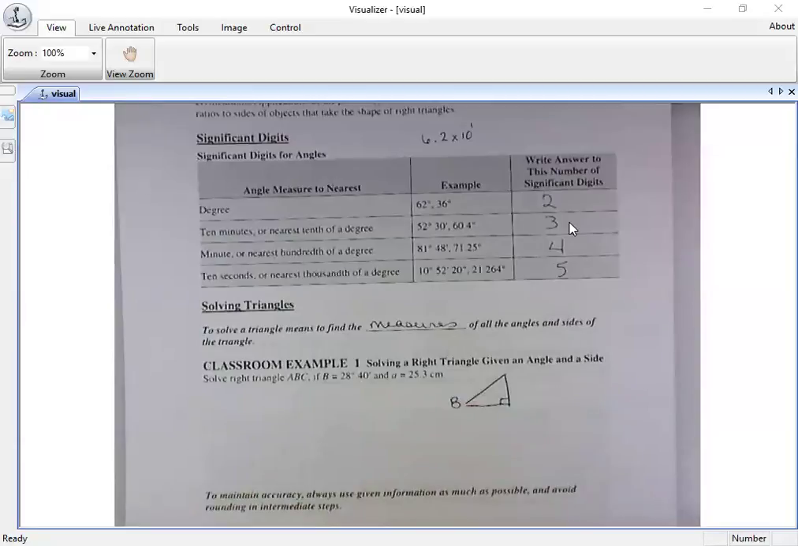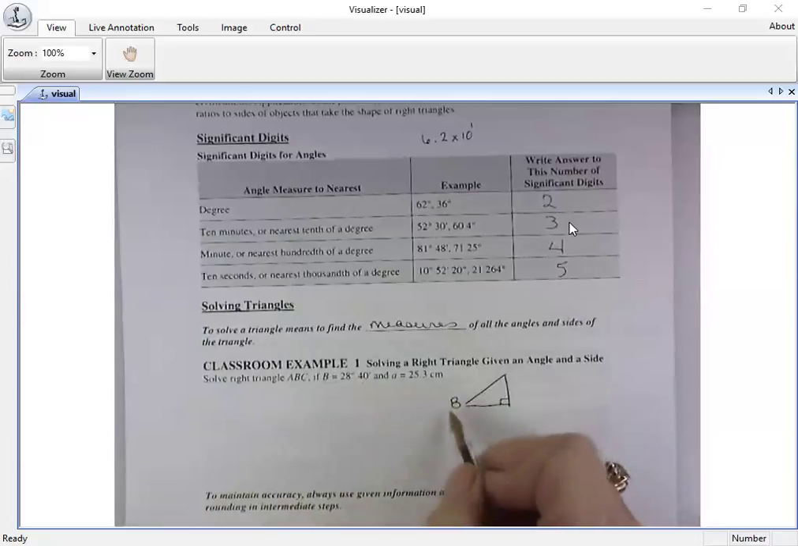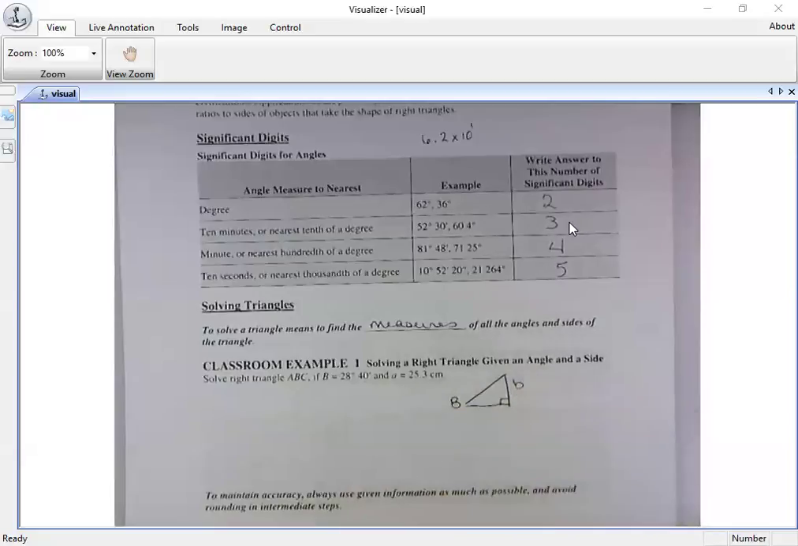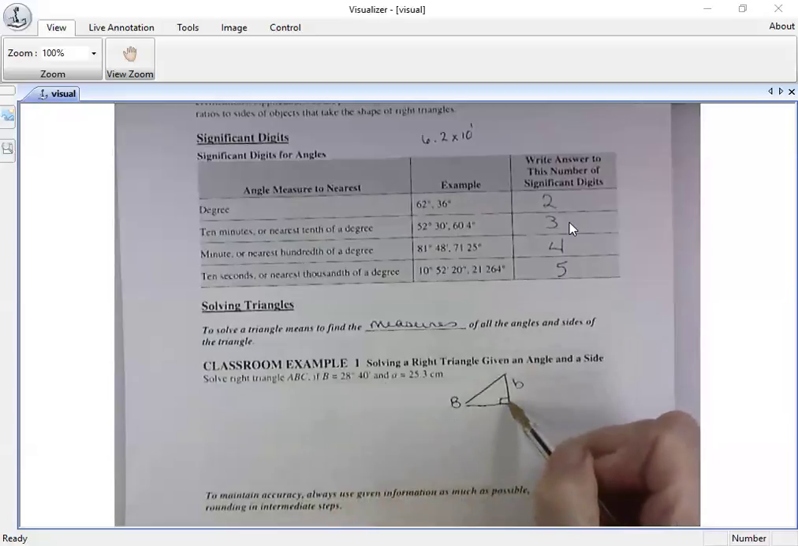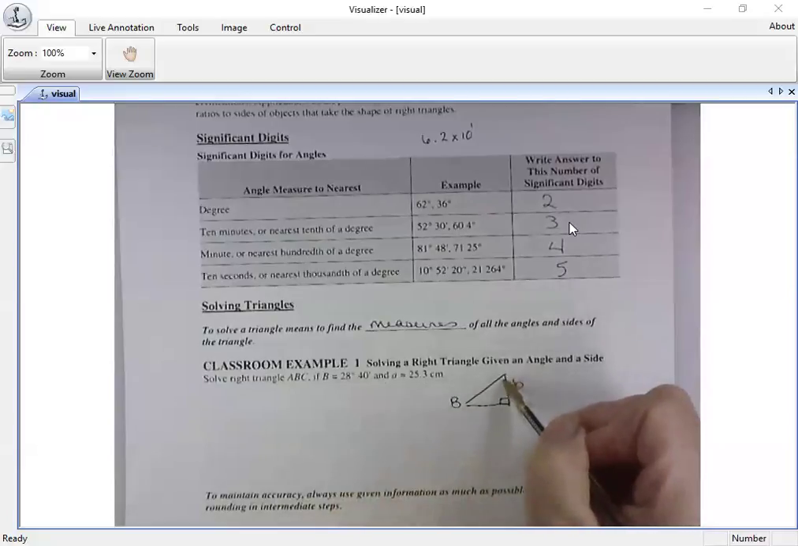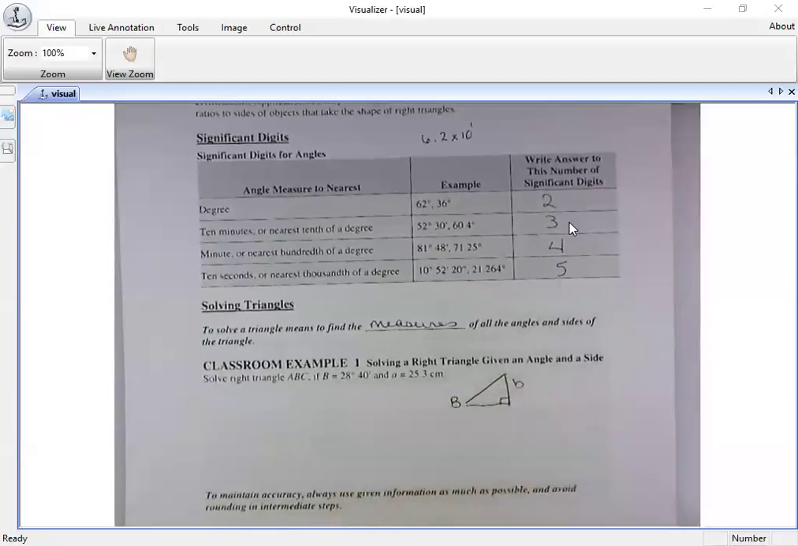Now, this is important to know. The side that will be labeled side b has to show up where in this triangle in relation to angle B? It's got to be across from it. So if this is side b, this over here is going to be angle B. Okay? Now, I also know if this is 28 degrees, 40 minutes, and this is 90 degrees, I should be able to figure out what this angle measure is, don't you think?